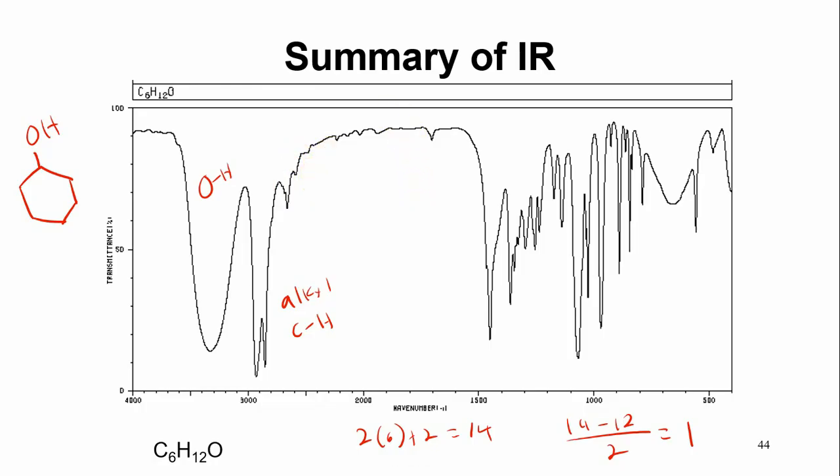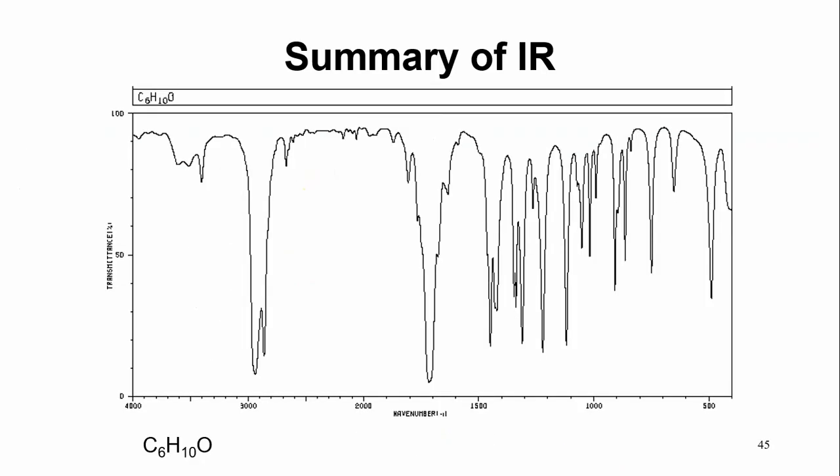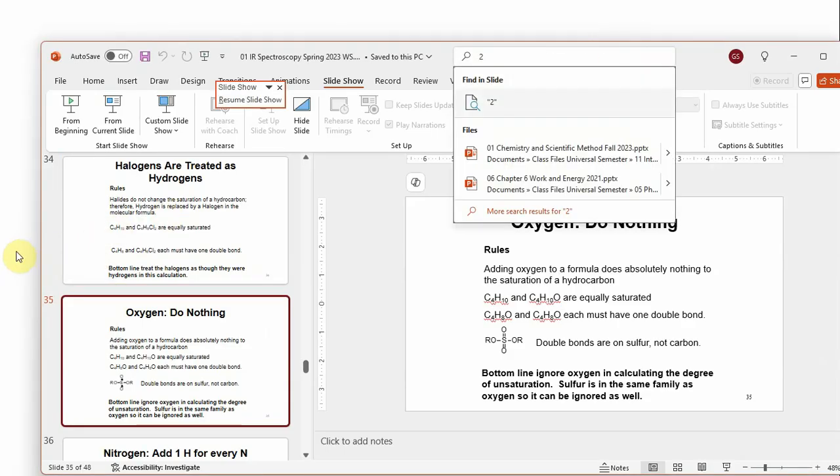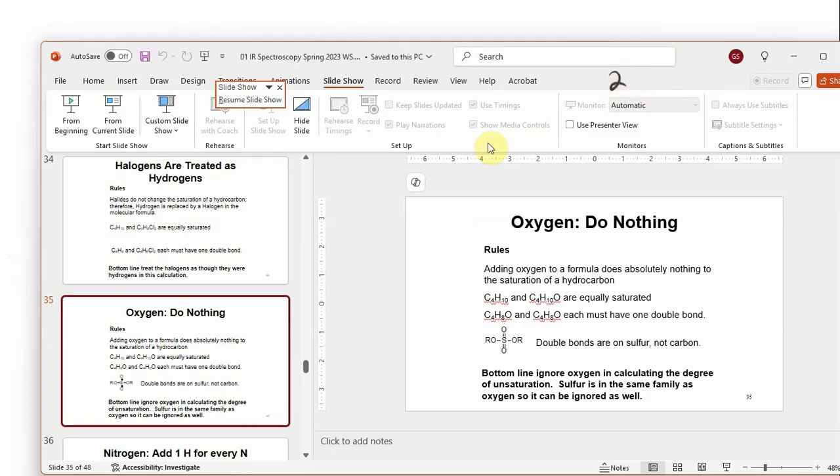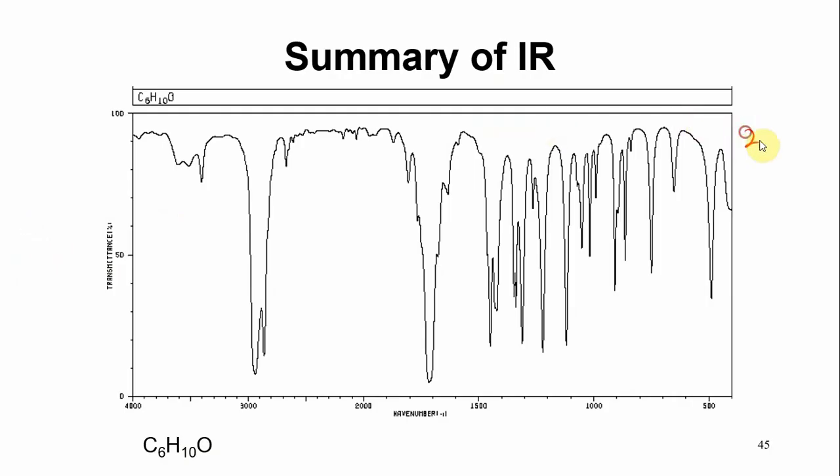Ready for another one? Yes. Here we go. Calculate degrees of unsaturation. What do we got? 2 times 6 plus 2 equals 14. We have 14 minus 10, divided by 2, equals what? 2. So what do we have?